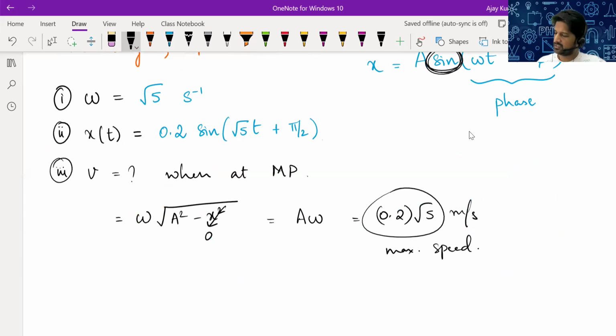They can ask you a question like that also. What is the maximum speed it attains? So you need to remember that speed will be maximum at the mean position. While going towards the extremes, it slows down. When it is at the mean position, it will be moving the fastest. Okay, fine.